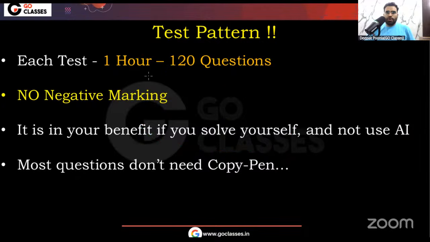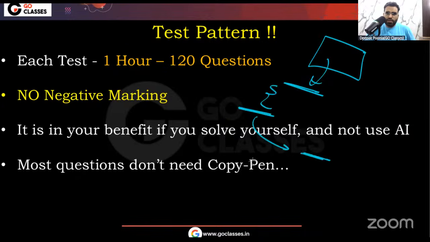And let me tell you a very important point: it is in your benefit that you solve the questions yourself, because for one question you are getting only 30 seconds. If you take a screenshot for AI, then go to the AI, upload it, the AI will process it and give you the answer, then you will come back and write the answer.